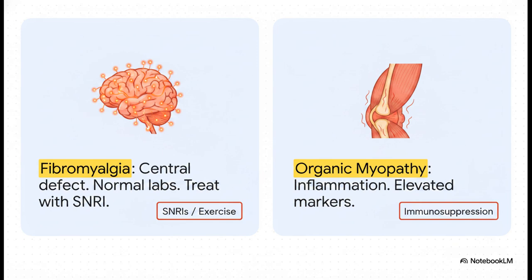You differentiate the central sensitization from true myopathy by verifying the absolute absence of objective peripheral joint or muscle inflammation on your physical exam and your labs. Because of this, fibromyalgia requires exercise, SNRIs, or TCAs. This is diametrically opposed to the heavy immunosuppression required for organic peripheral inflammation.